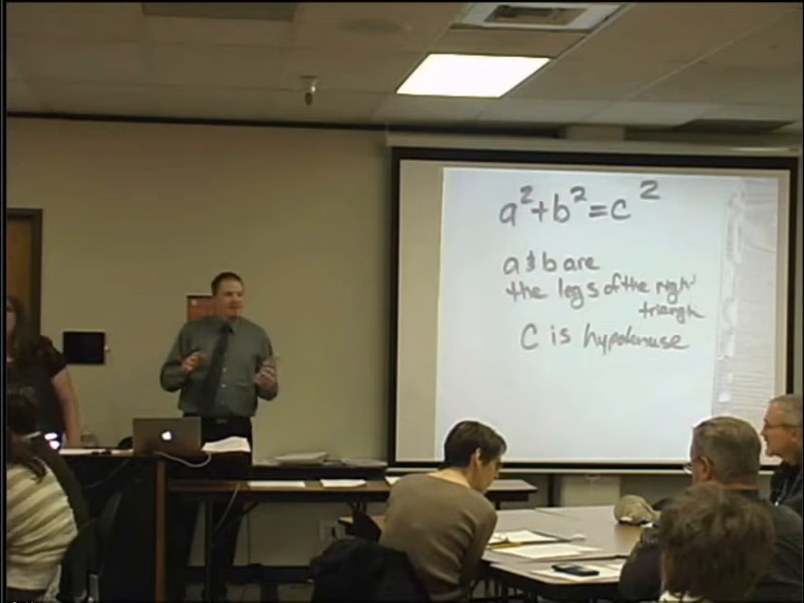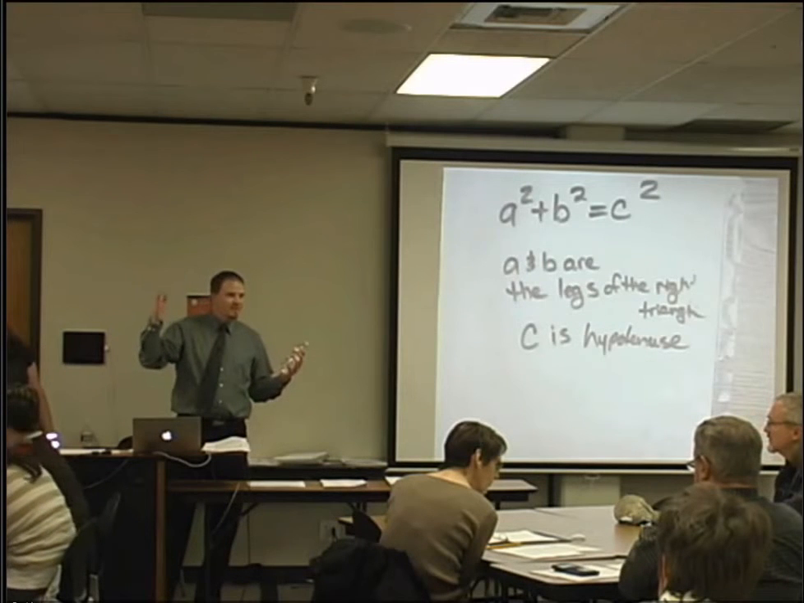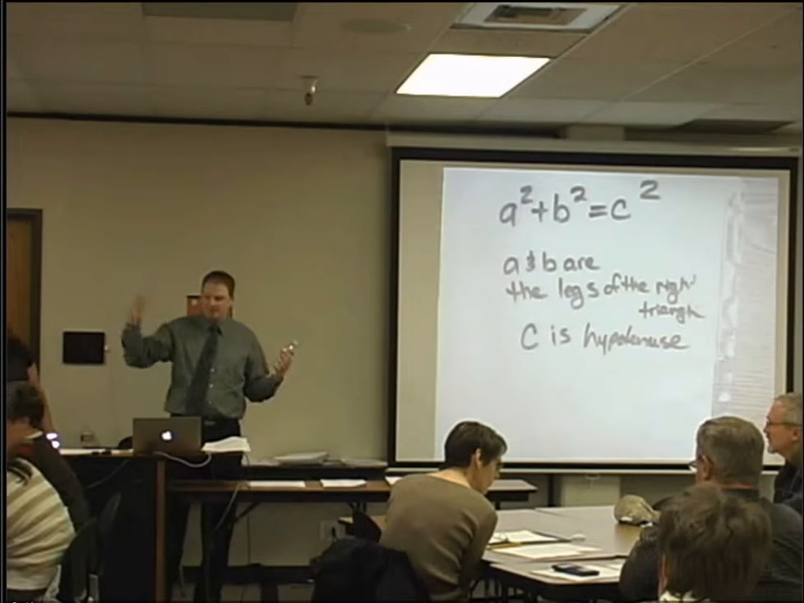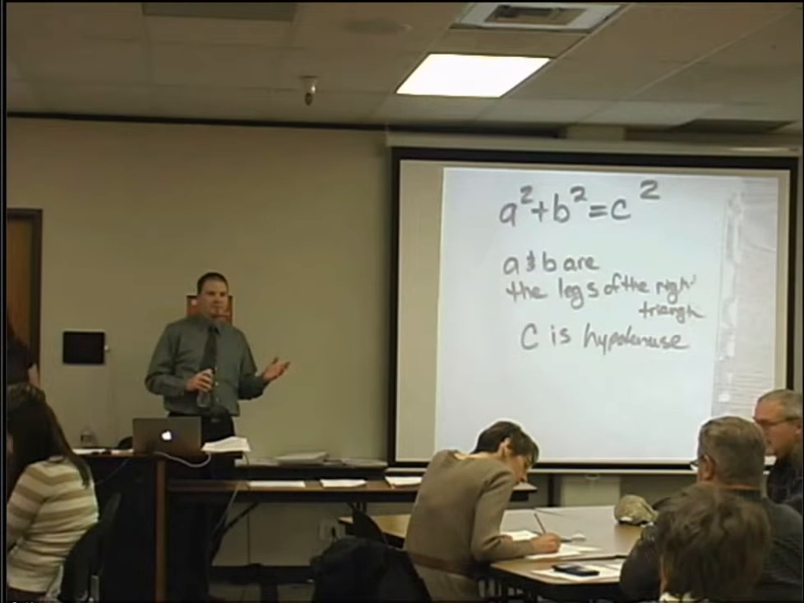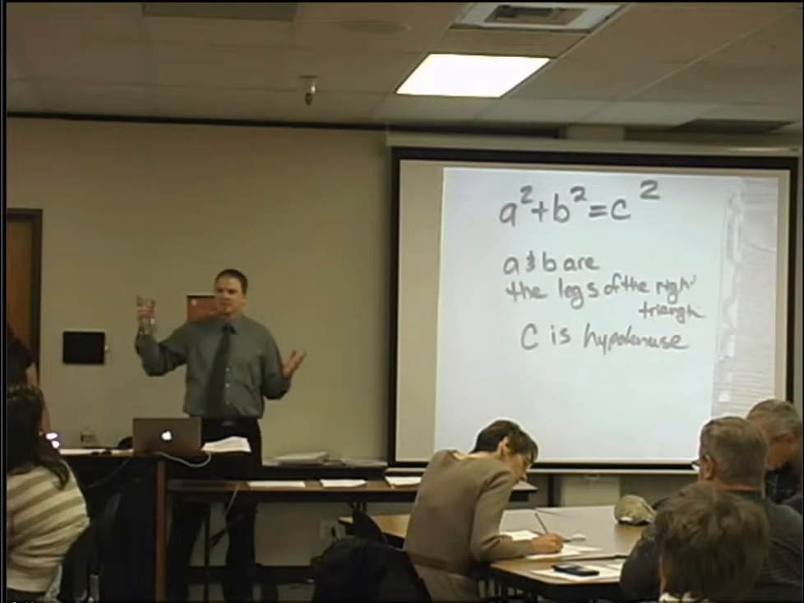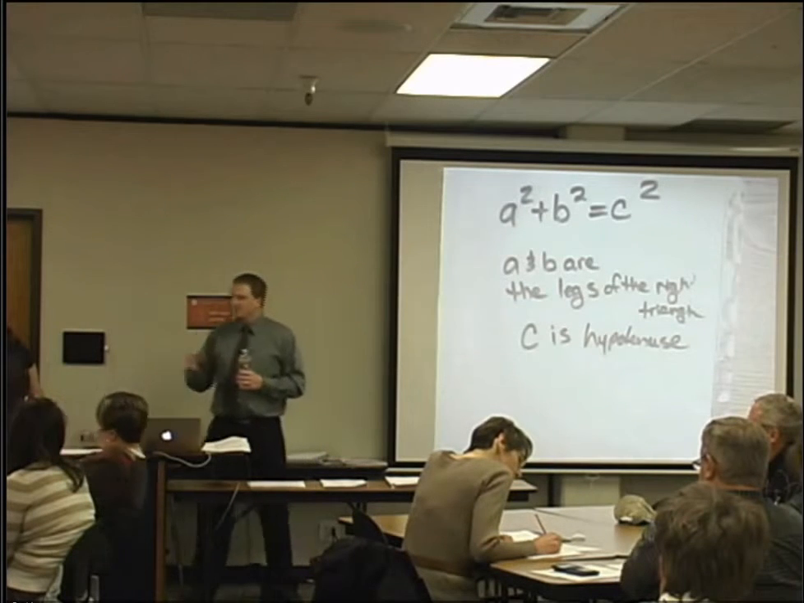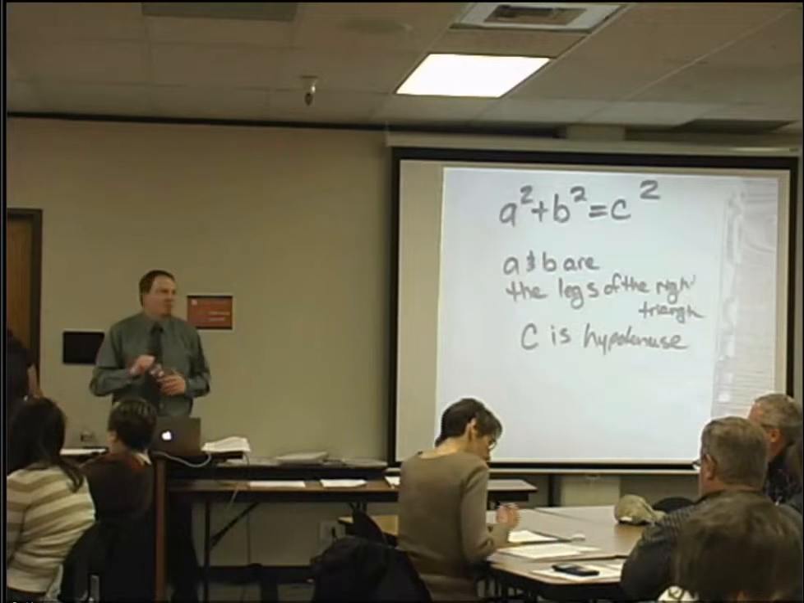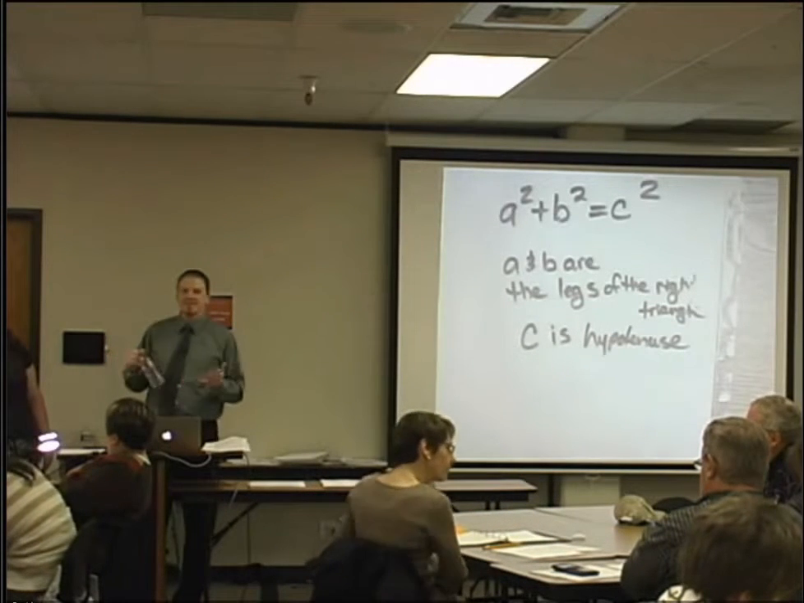Okay, so you take the leg squared plus the other leg squared, and that equals the hypotenuse squared. So 3 squared plus 4 squared. What's 4 squared? 9 plus 16? 25. Okay, so 25 equals c squared. How do I figure out what c is? Square root of 25 is 5.